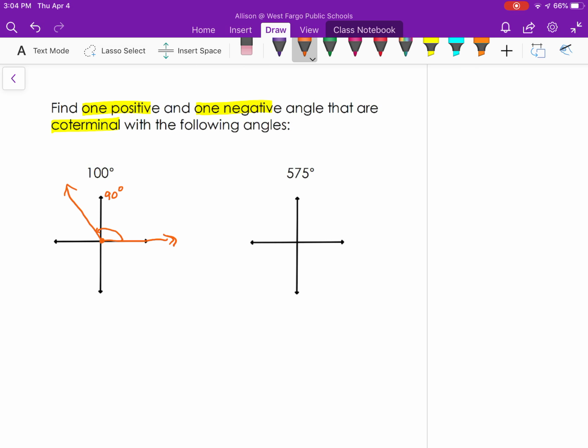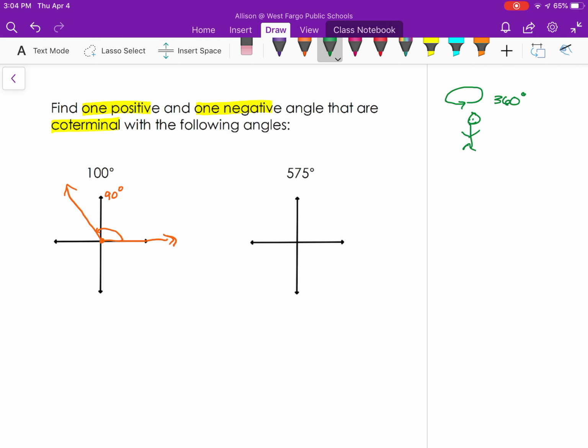So, one positive and one negative angle that is coterminal. Think about what it means to start and stop in the same place. Like if you were standing facing me, and you wanted to start and stop in the same place, you would have to turn your body all the way around 360 degrees to get back to facing me. If you turned yourself all the way around, you start and stop in the same place.